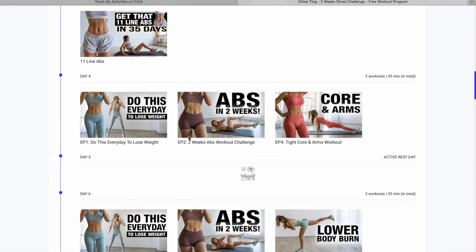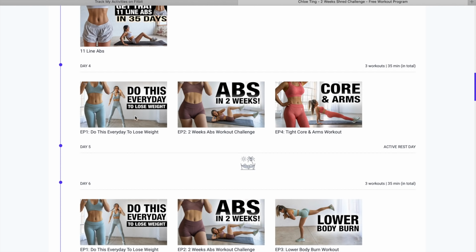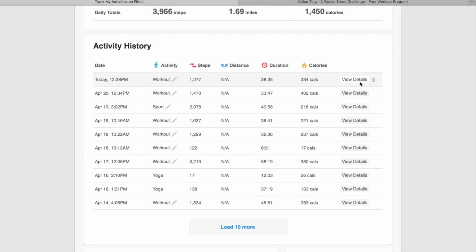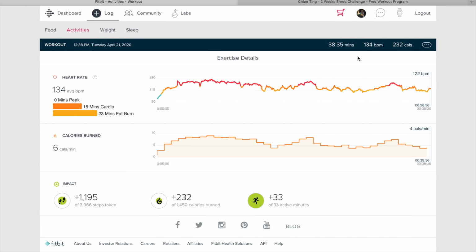Fourth day was today, and there were three videos. Do this every day to lose weight. You're going to end up doing that every day. Abs in 2 weeks. You're going to end up doing this one every day. And then core and arms, which is not quite every day. So today I worked out and I burned with these three videos only 232 calories. So you can see here my heart rate was pretty high the whole time, but not quite as high as it needed to be to really get that full fat burn and calorie burn in.